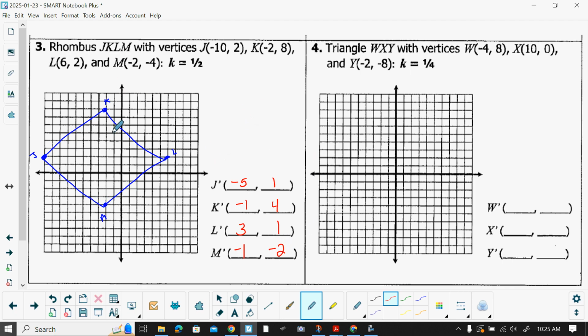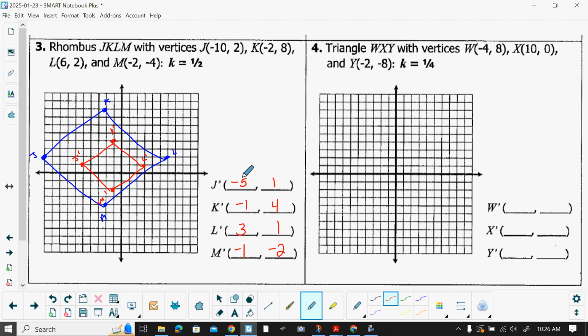So negative 5, 1. Go back 5. 1, 2, 3, 4, 5. Up 1. So there's our new point J. Our new point K, negative 1, and then up 4. 1, 2, 3, 4. K prime. L, 3, 1. 1, 2, 3, up 1. L prime. So we got there. And M, negative 1, negative 2 is right there. M prime. And so we connect our last two sides. All right, so that's how you work those.